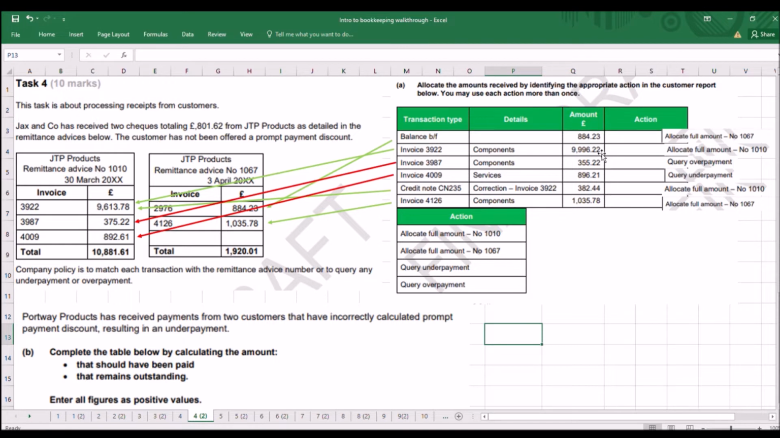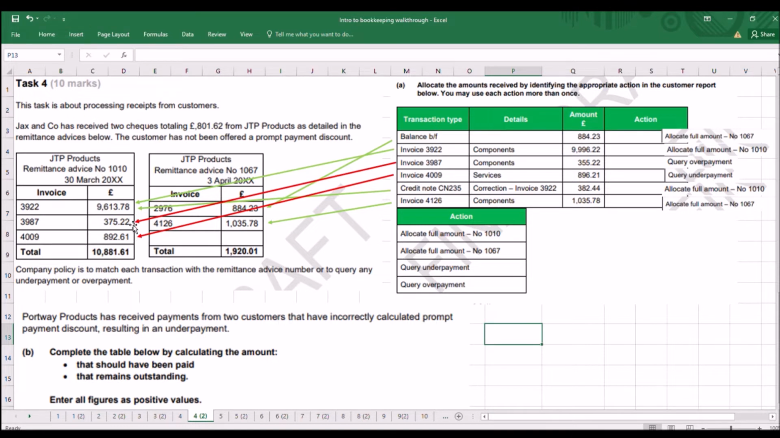So together they are the 961378. So they've been paid in full. This one, invoice 3922, and that credit note that was attached to invoice 3922. So they've been allocated in full amount, and they are on remittance advice 1010. Then in terms of the balance brought forward, that's this one here, 2976, and that's been paid off in full as well on remittance advice 1067. And then we've got this other invoice here which has been paid in full as well, 1035.